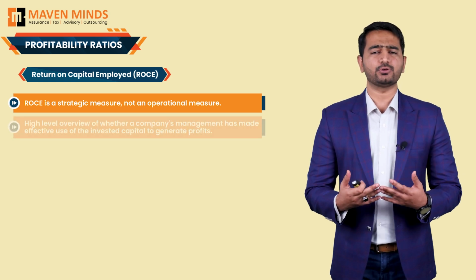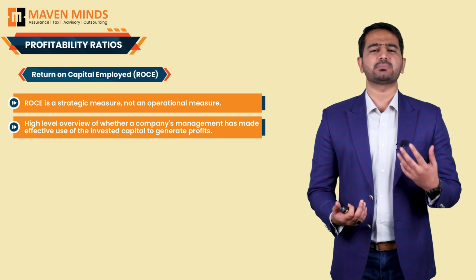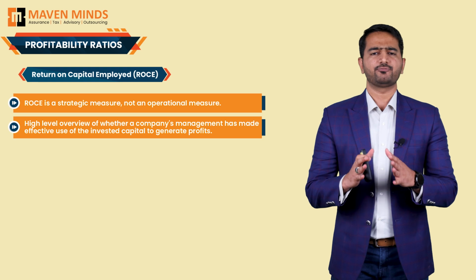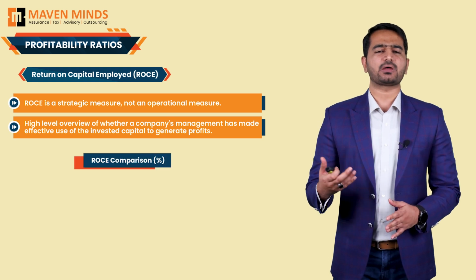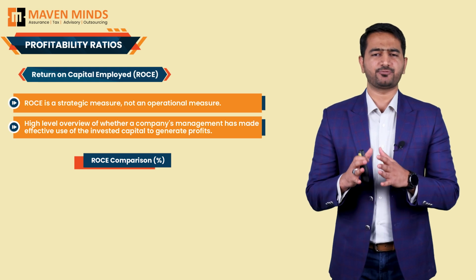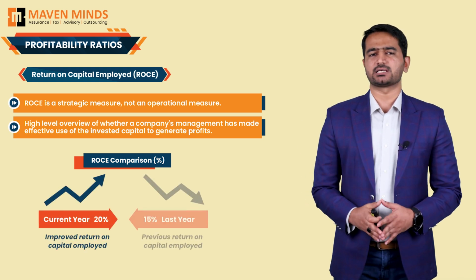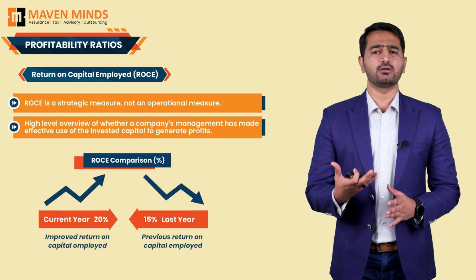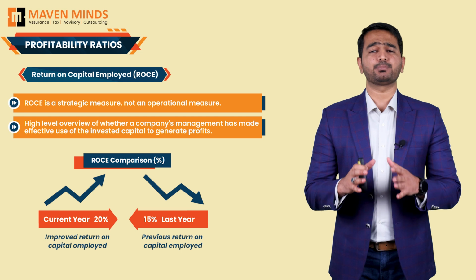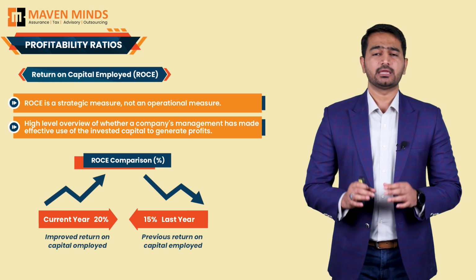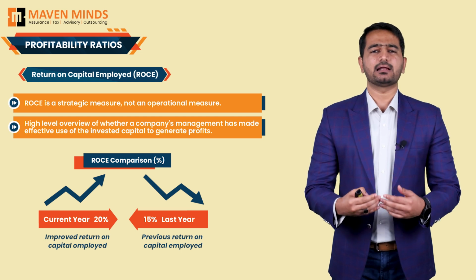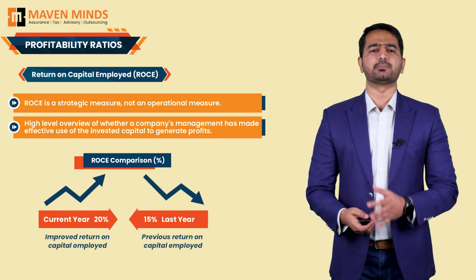It's a high-level overview of whether the company's management has made effective use of the invested capital to generate profits. For example, if we compare the return on capital employed from this year to last year, say it is 20% for this year and 15% for the last year. At first, you would say, all right, we are doing better this year. But return on capital employed won't tell you why it is better. It only shows that it is. It's your job to dig deeper and understand the strategic moves behind these numbers.